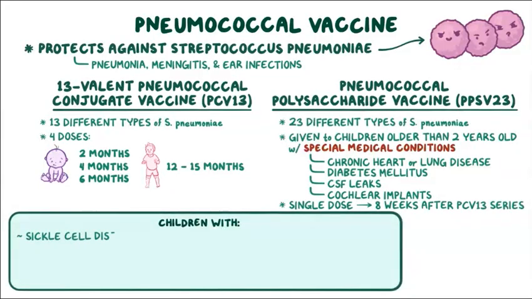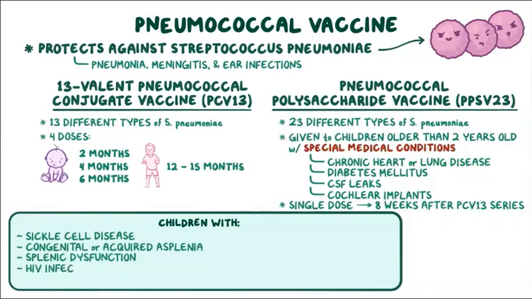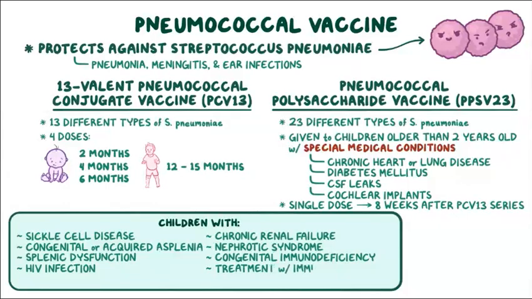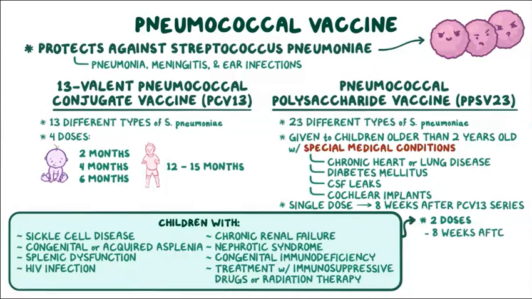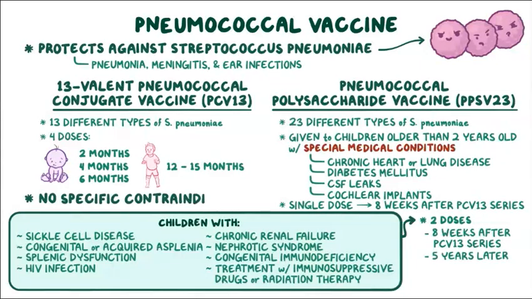Children with sickle cell disease or other hemoglobinopathies, congenital or acquired asplenia or splenic dysfunction, HIV infection, chronic renal failure or nephrotic syndrome, congenital immunodeficiency, or treatment with immunosuppressive drugs or radiation therapy should receive 2 doses of PPSV23. The first dose at least 8 weeks after the PCV13 series is complete, and a second dose at least 5 years later. There are no specific contraindications.